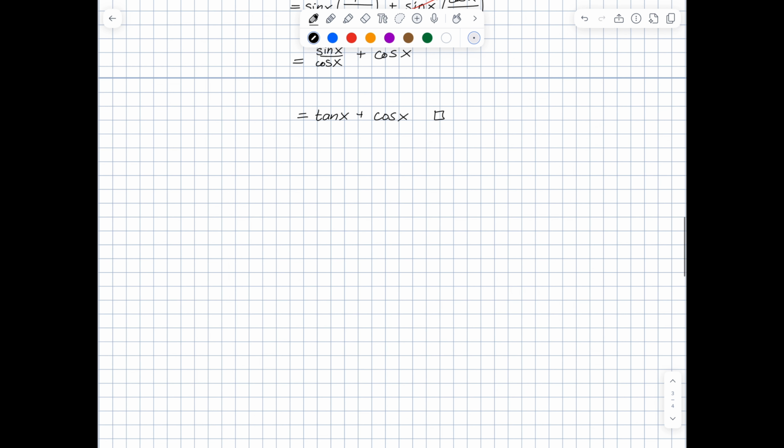So this next one is going to be prove that cosine to the 4th power minus sine to the 4th power, divided by cosine squared, is equal to 1 minus tangent squared.